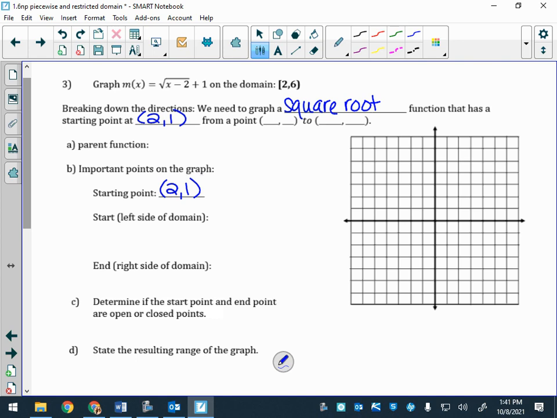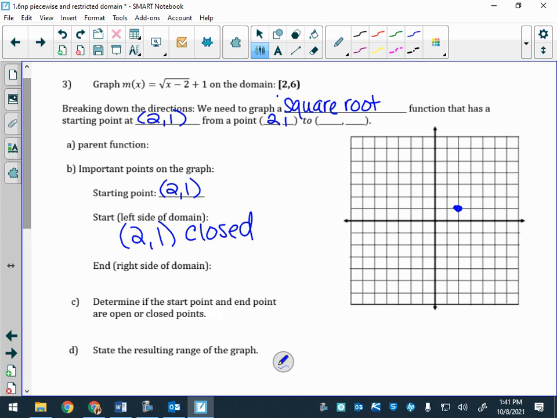But it's also on the domain of 2, 6. So which value did we already figure out? Danielle? Good. So 2, 1, we already have it here, is our starting point. So therefore it's going to be open or closed. Luis? Closed. So in this case it's going to be closed because there's a bracket. Okay? So left side of the domain is 2, 1, and this is closed.